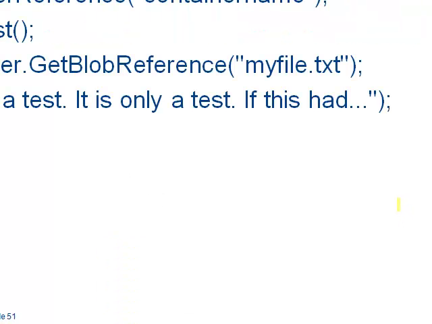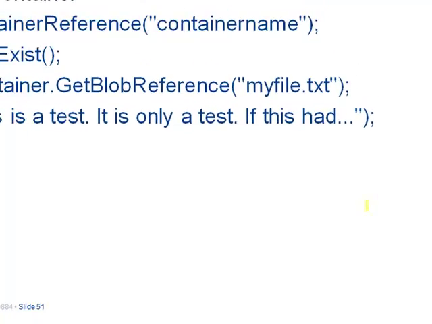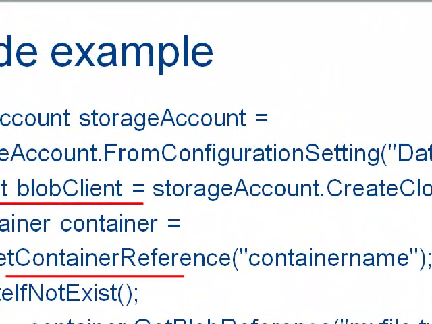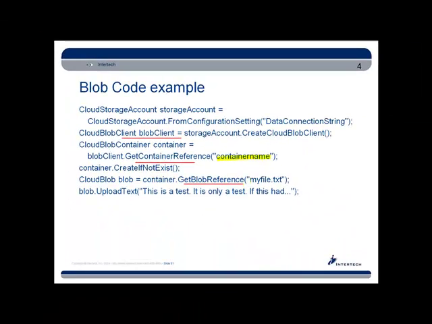So here's some example code of how we access Blob Storage using the Storage Client API. Again, we get our storage account object and then get a Blob Client object from the storage account, and then ask to reference a particular container. Again, if you will, access a particular folder or directory that we're going to put information in and out of. In this case, something called container name. We check to make sure that that container exists, if not, create it, and then we request a blob reference. In this case, to a simple text file named myfile.txt.